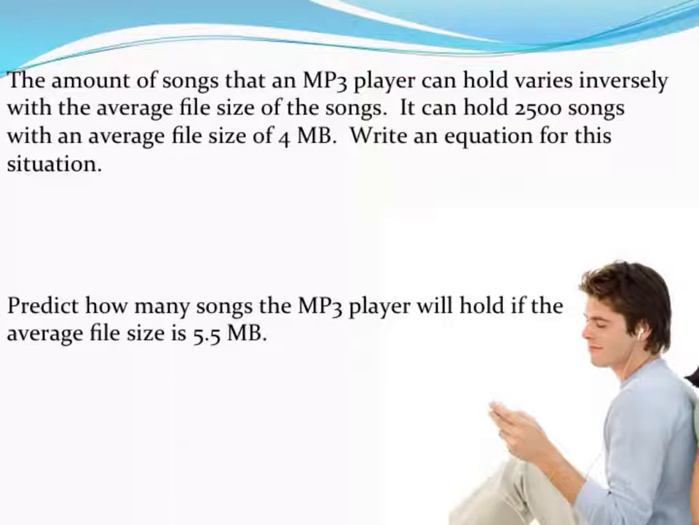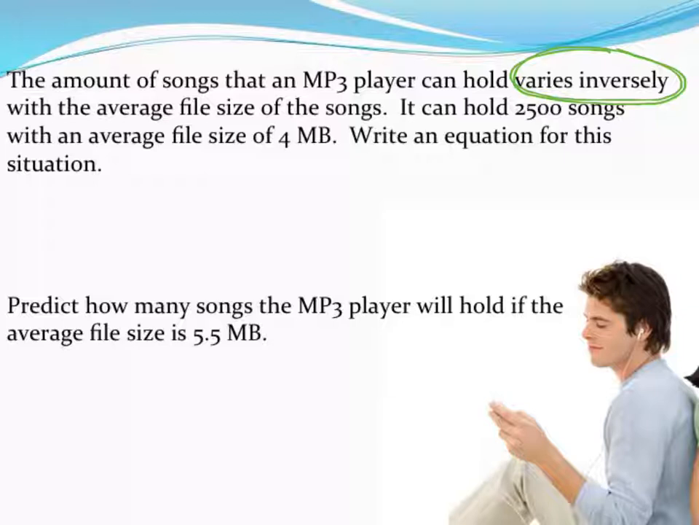When we get to an application question, it looks like it may be more difficult just because it's a word problem, but watch how this is the exact same thing we just did. In this case, I have the number of songs an MP3 player can hold varying inversely, so there's my keywords telling me to use that inverse variation model. It varies inversely with the average file size. In other words, if the file size goes up, the number of songs I can hold go down, which makes sense. If the songs are bigger, I can't hold as many.